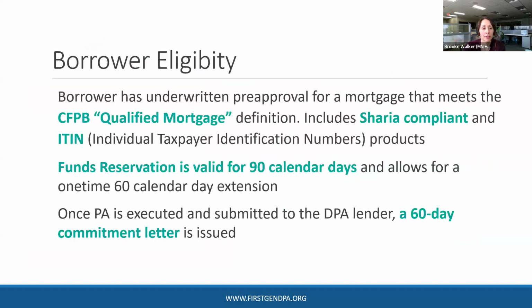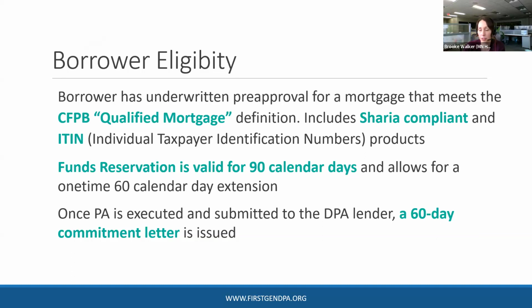Again, for borrower eligibility, we're not having an approved first mortgage. The borrower will be able to pick their lender and pick their mortgage. The best practices are definitely rooted in consumer choice. So the criteria here is that it does have to meet the standard of a CFPB qualified mortgage. They can use it with Sharia compliant or I-10 loans, so a lot of flexibility there.